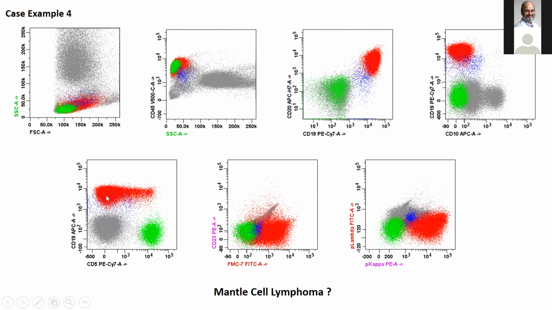And that's exactly what we have here. We've got a partial expression of CD5. All right. So that then gets put into our differential diagnosis. And that kind of brings us to the point: what are these blue cells?